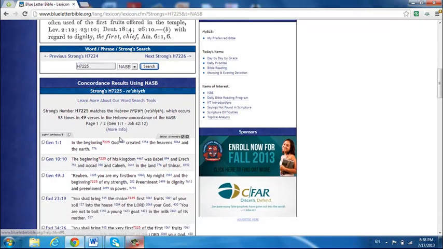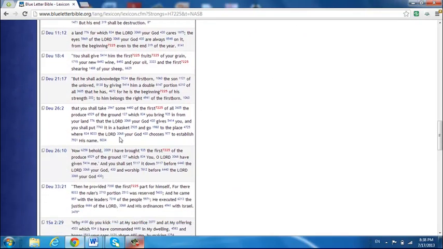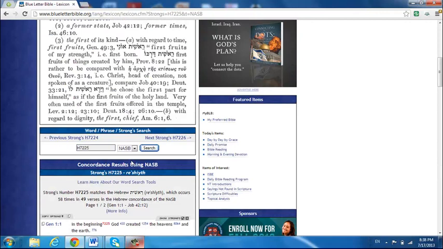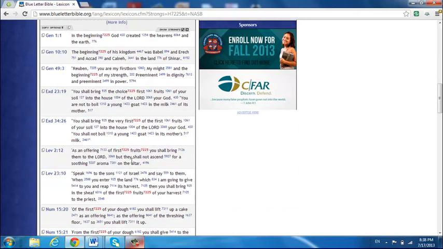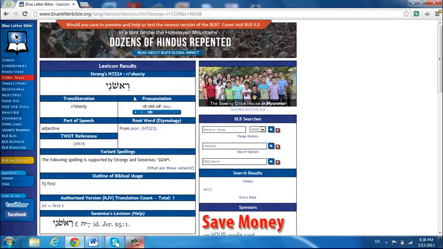But if you keep going down the page, here are all the places where the word Reshit is used in the Old Testament. And so it's a pretty robust word. You have to go to two different pages like this to get through all of them. If you did a word study, you would want to look up all of these and see how the word is used. I think you'll find that it pretty much means beginning in most places.